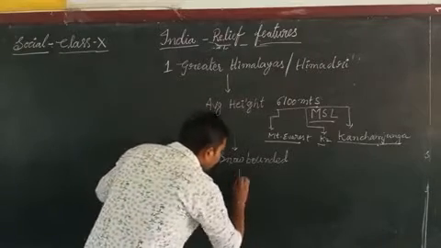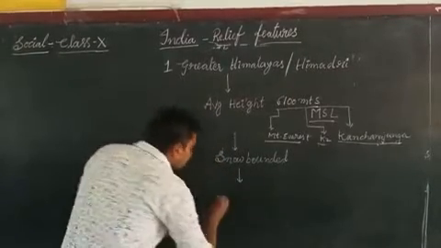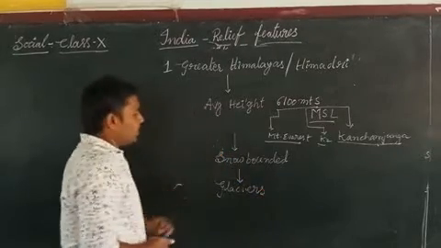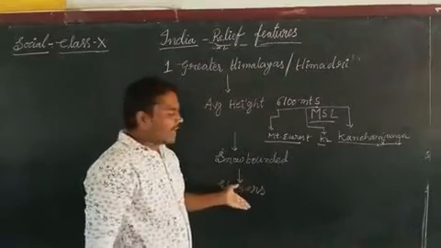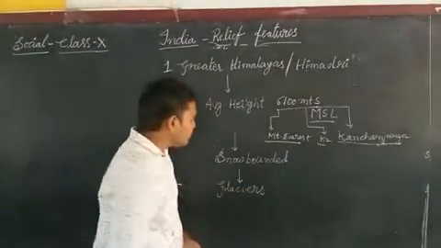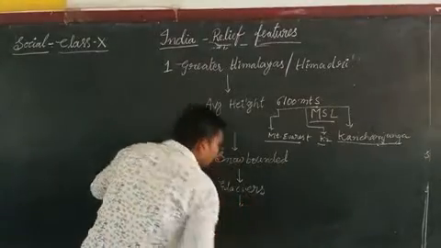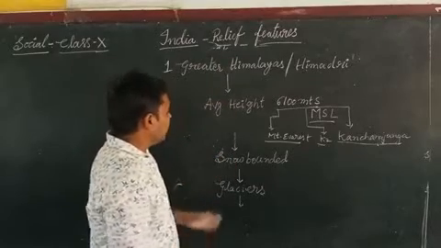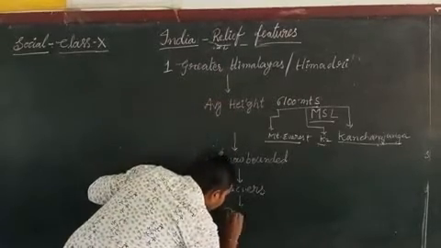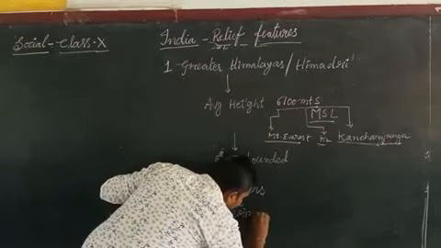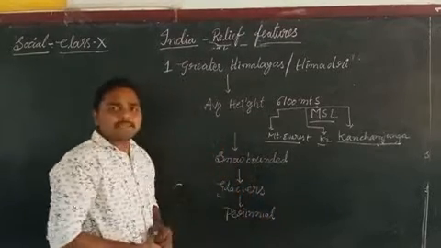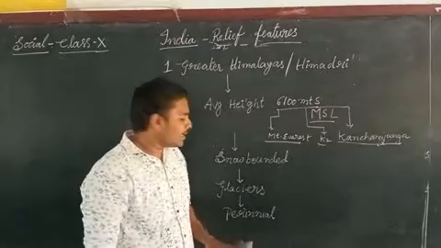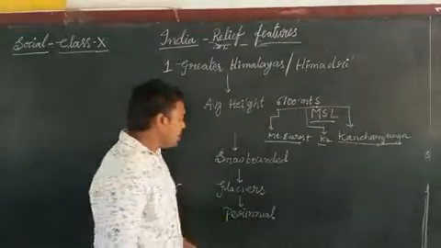Okay, and also we can observe the glaciers here. Due to the melting of ice which is present in the glaciers, it forms the perennial rivers. Perennial rivers means the rivers which cannot dry up forever.